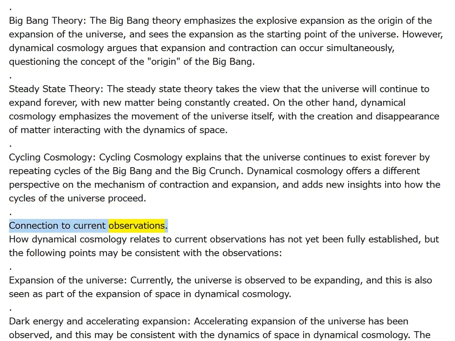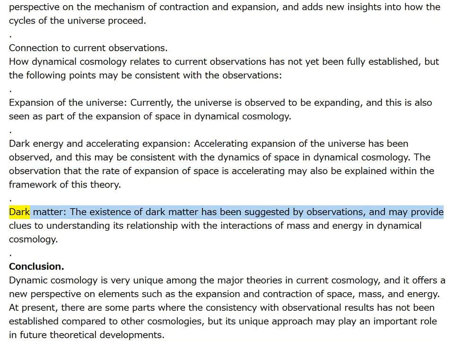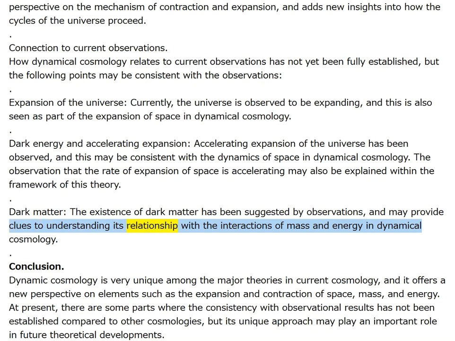Connection to current observations. How dynamical cosmology relates to current observations has not yet been fully established, but the following points may be consistent with the observations. Expansion of the universe. Currently, the universe is observed to be expanding, and this is also seen as part of the expansion of space in dynamical cosmology. Dark energy and accelerating expansion. Accelerating expansion of the universe has been observed, and this may be consistent with the dynamics of space in dynamical cosmology. The observation that the rate of expansion of space is accelerating may also be explained within the framework of this theory. Dark matter. The existence of dark matter has been suggested by observations, and may provide clues to understanding its relationship with the interactions of mass and energy in dynamical cosmology.